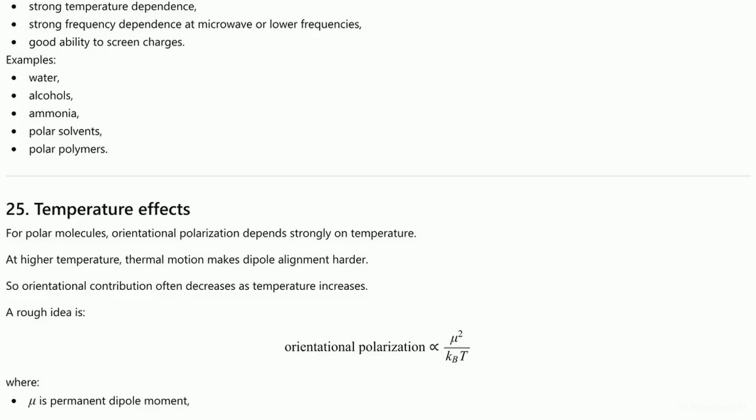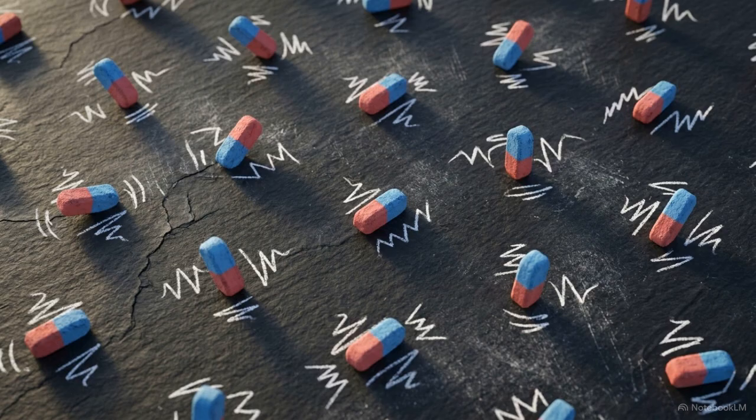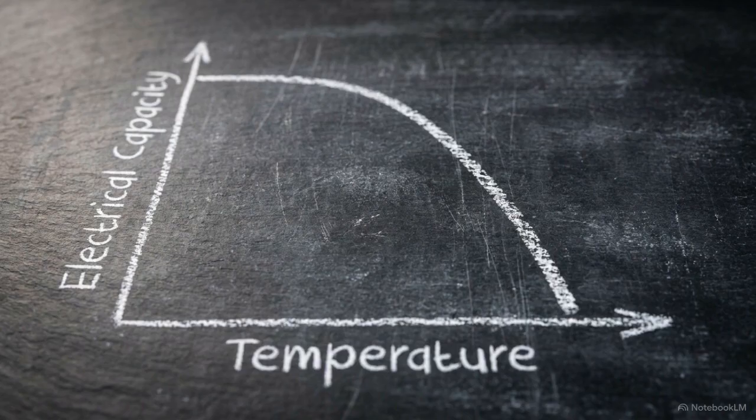This equation illustrates the relationship. Orientational polarization is inversely proportional to the Boltzmann constant multiplied by temperature. Thermal motion violently shakes the molecules, constantly breaking their alignment with the field. Therefore, a polar material's electrical capacity decays exactly as its physical temperature increases.